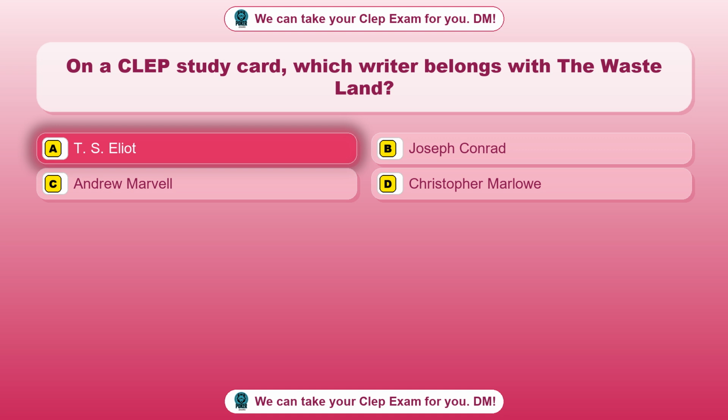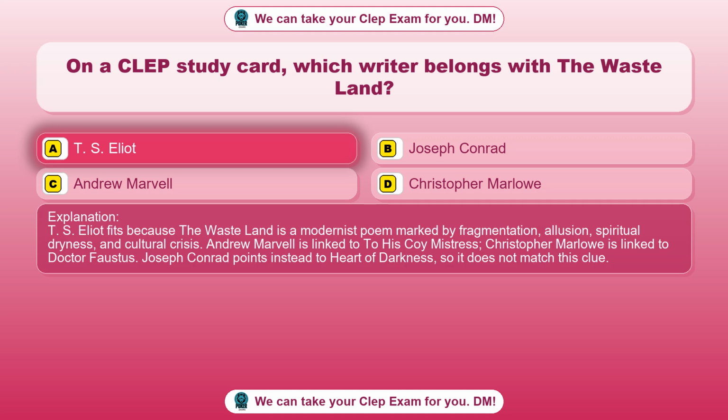T.S. Eliot. T.S. Eliot fits because The Waste Land is a modernist poem marked by fragmentation, illusion, spiritual dryness, and cultural crisis. Andrew Marvell is linked to To His Coy Mistress, Christopher Marlowe is linked to Dr. Faustus. Joseph Conrad points instead to Heart of Darkness, so it does not match this clue.